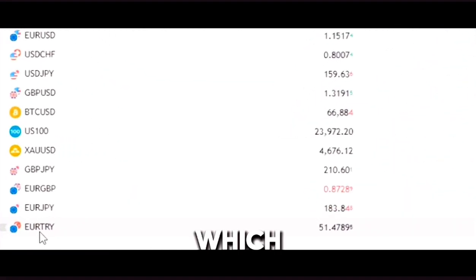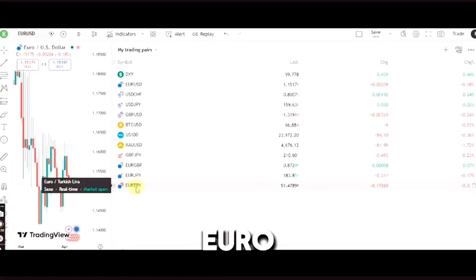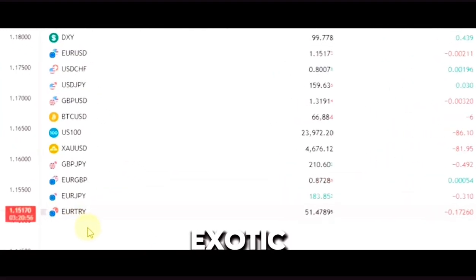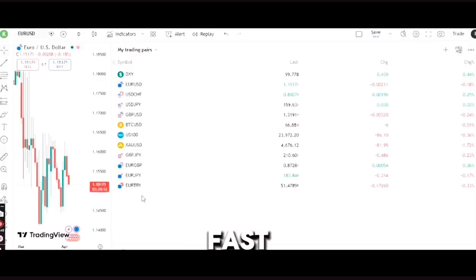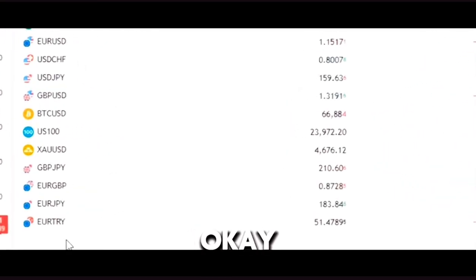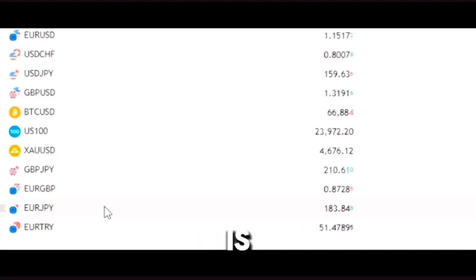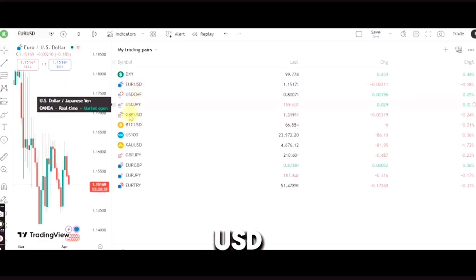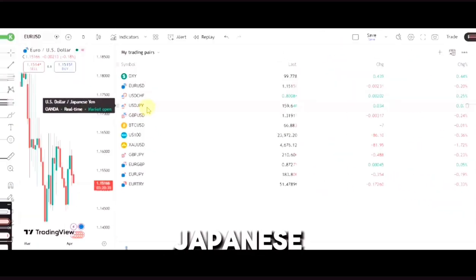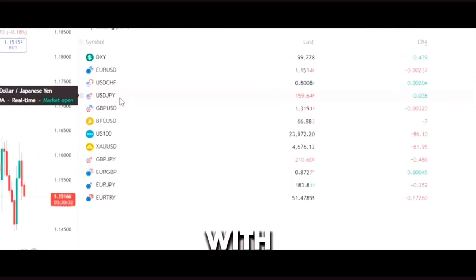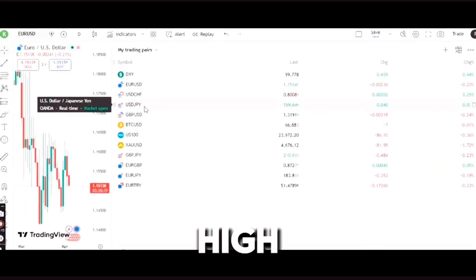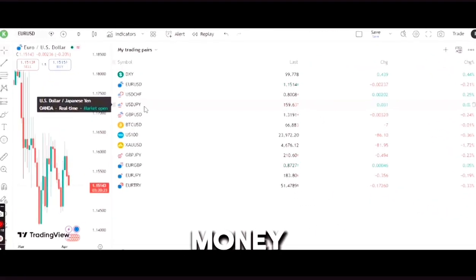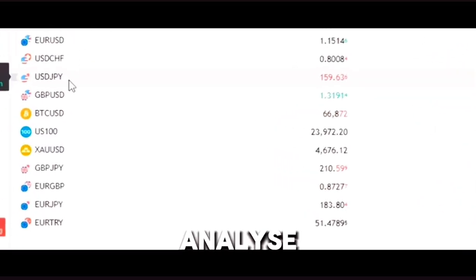And the last one, which is exotic pairs, like this one, Euro Lira. This is the Turkish currency, okay. They are called exotic because they move very fast. But the best pair for beginners is the major pairs, which is mostly Euro USD, GBP USD, USD Japanese yen, and other currency pairs that are paired with the US dollar, because they have high volatility and the market always moves fast for you to make money, and it is easy to analyze the market.